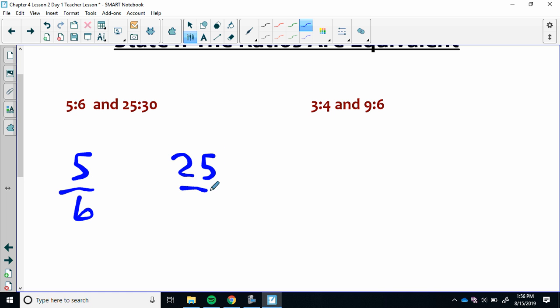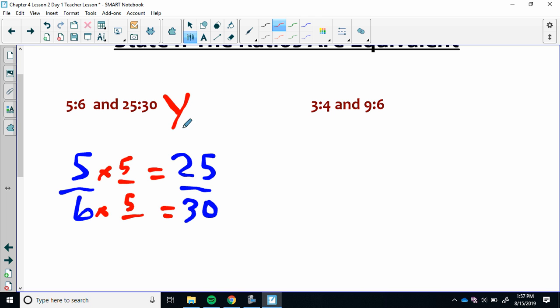25 and 30. I'm going to switch to a different color here. So I asked myself, this number is getting bigger, so something times 5 equals 25. What times 5 gives me 25? That would be 5. And something times 6 gives me 30, which would be 5. These numbers are the same, so these are equivalent ratios.